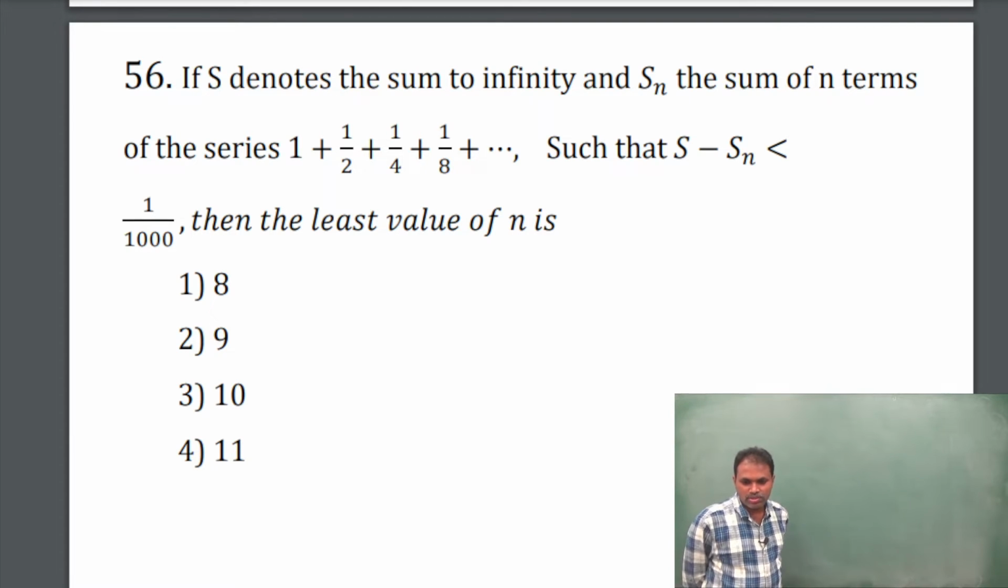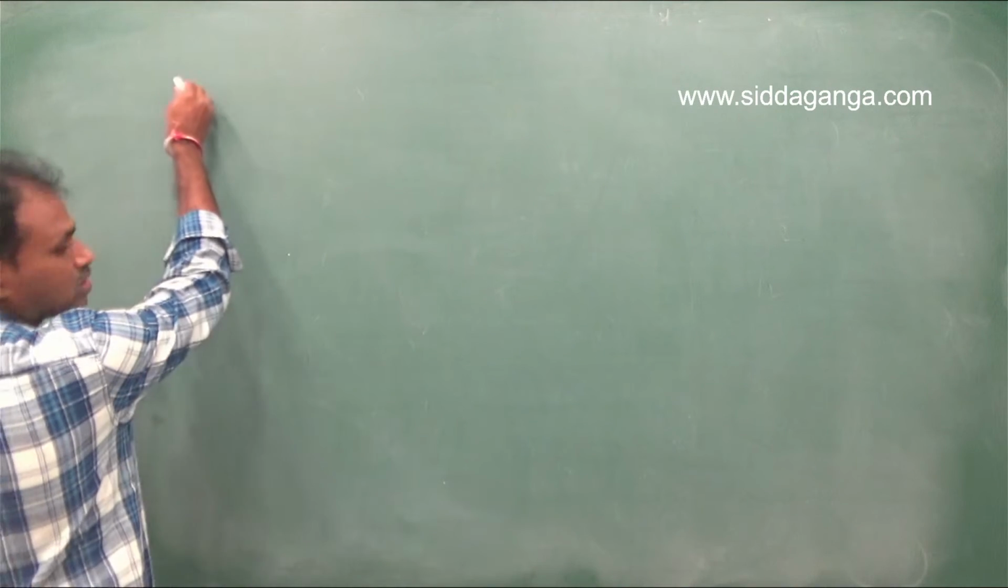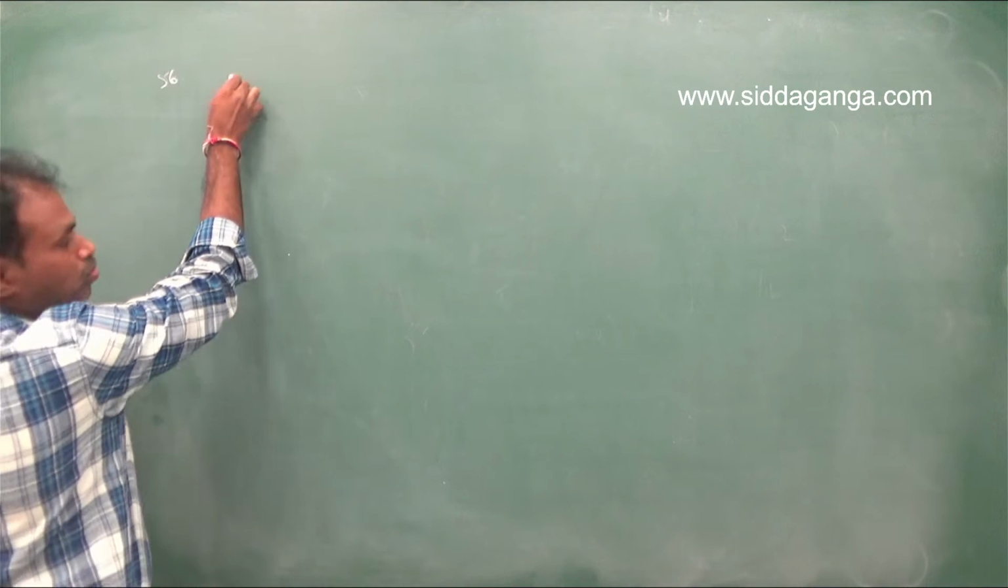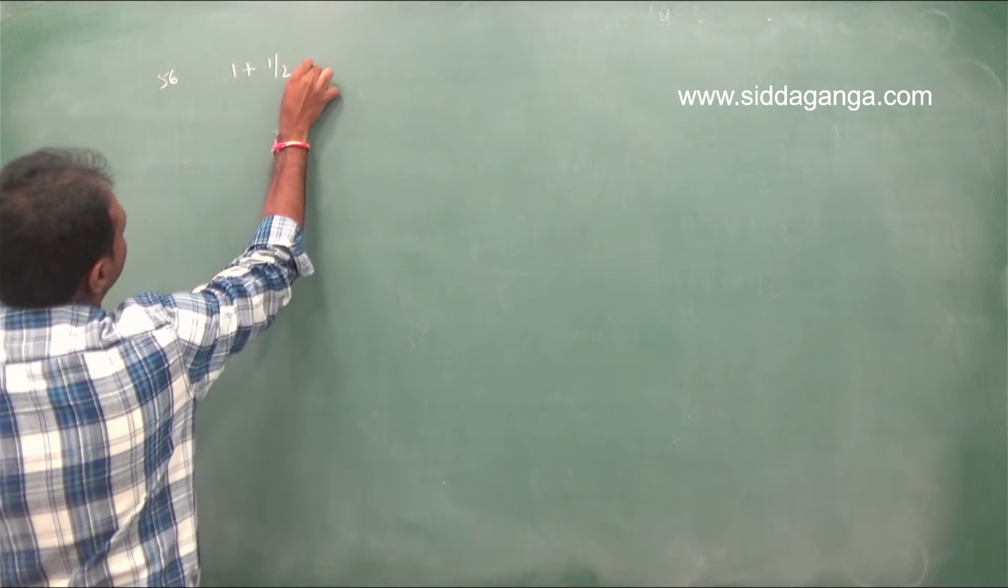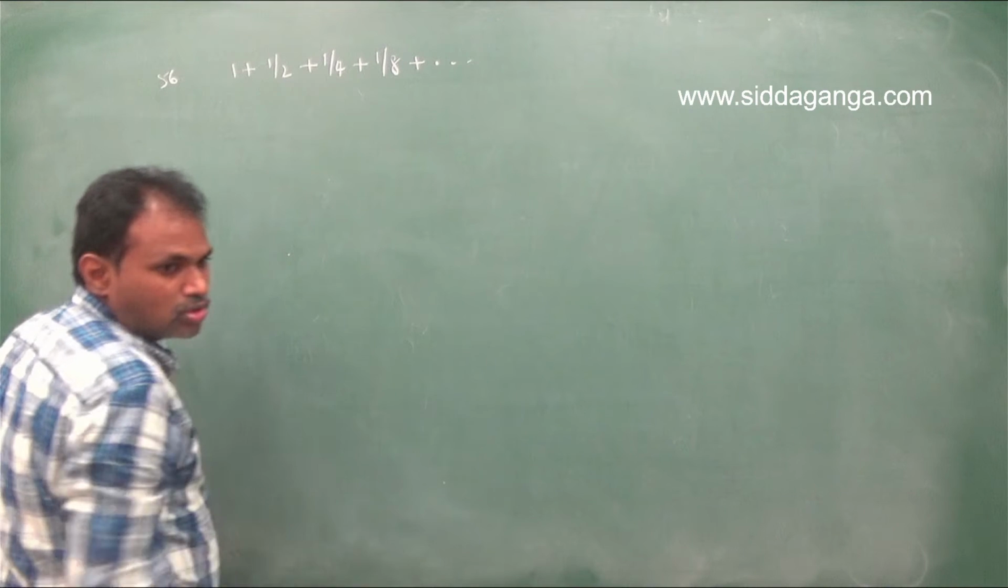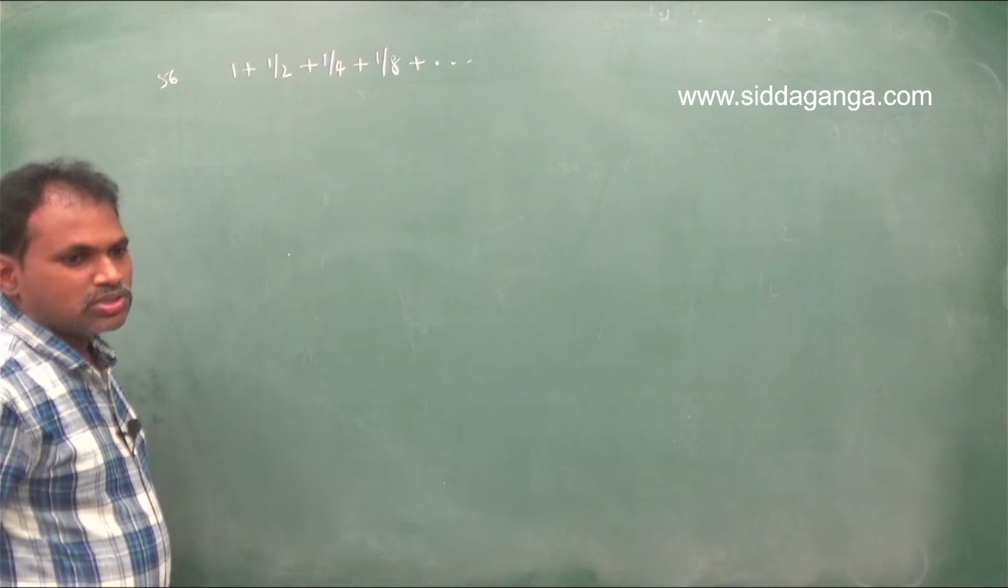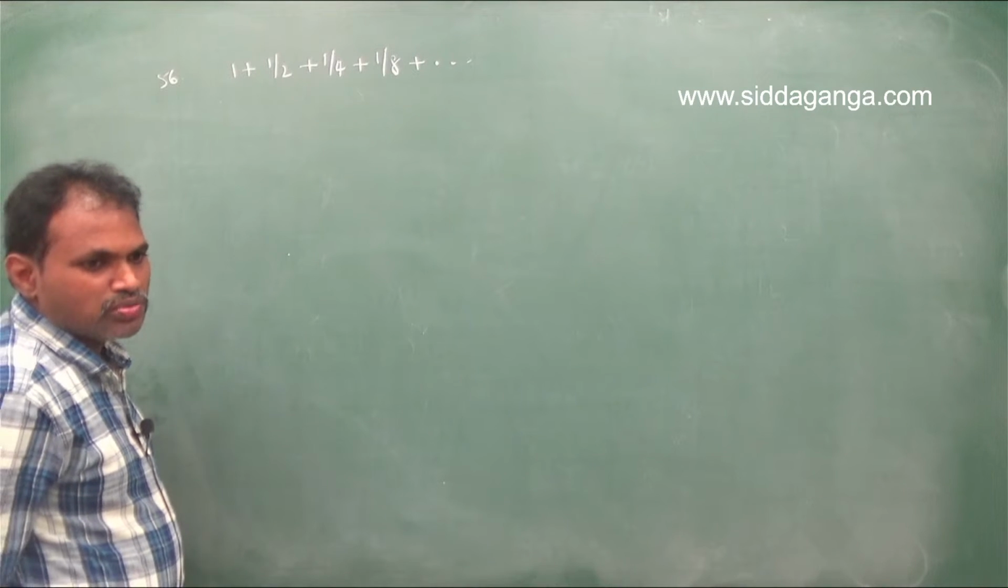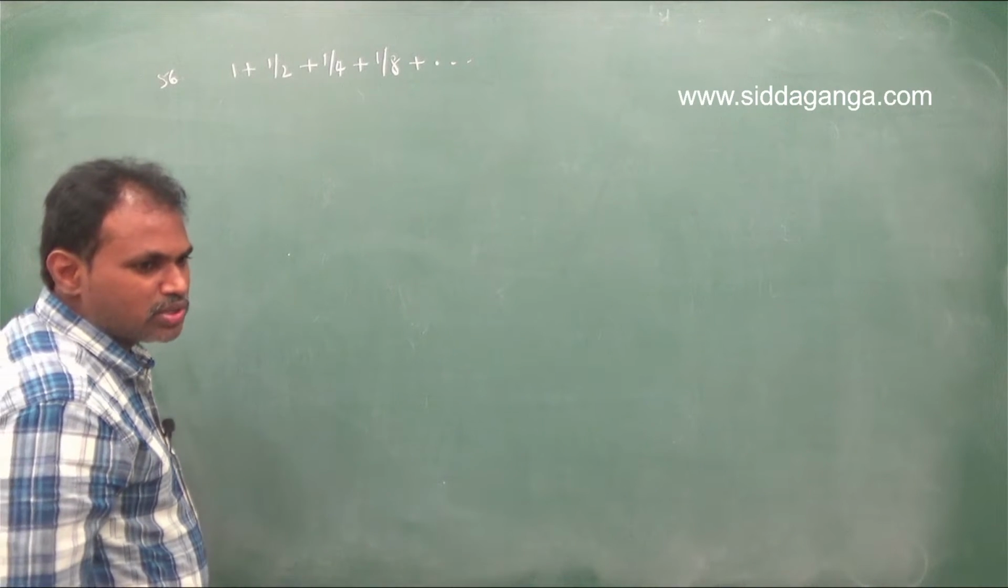If S denotes the sum to infinity and Sn is the sum of n terms of the series 1 plus 1 by 2 plus 1 by 4 plus 1 by 8 up to so on, such that S minus Sn is less than 1 by 1000, then the least value of n is. Now here the given series is 1 plus 1 by 2 plus 1 by 4 plus 1 by 8 up to so on. Here S denotes the sum to infinity, and Sn denotes the sum to n terms of the series.